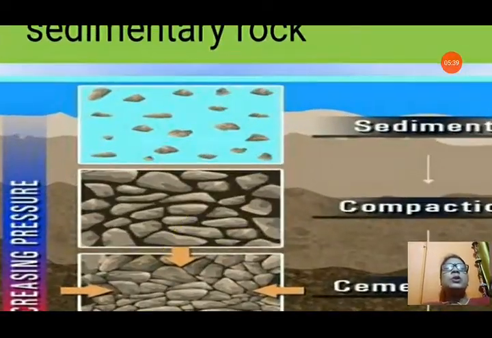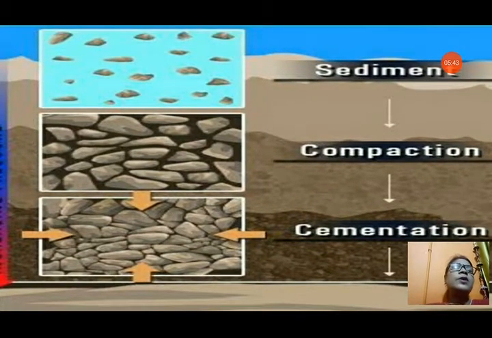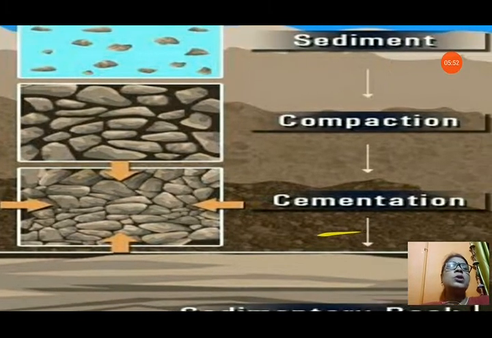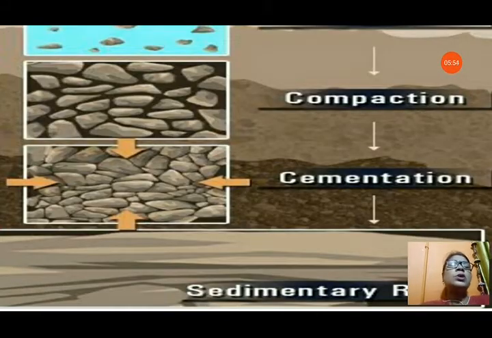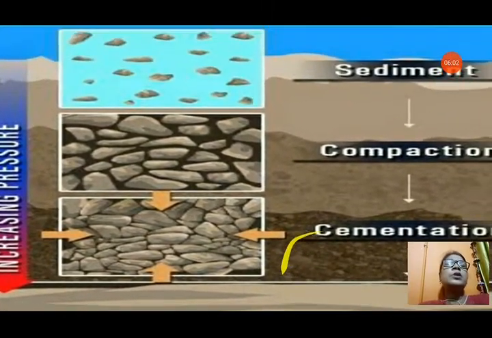Process of formation of sedimentary rock, you can see sedimentation. First sediments are collected, after that they become very close to each other, they become compact. After that the small particles are cemented together, this is called cementation, and after thousands of years, millions of years, they become very hard and solid to form sedimentary rocks. This is the formation of sedimentary rock.